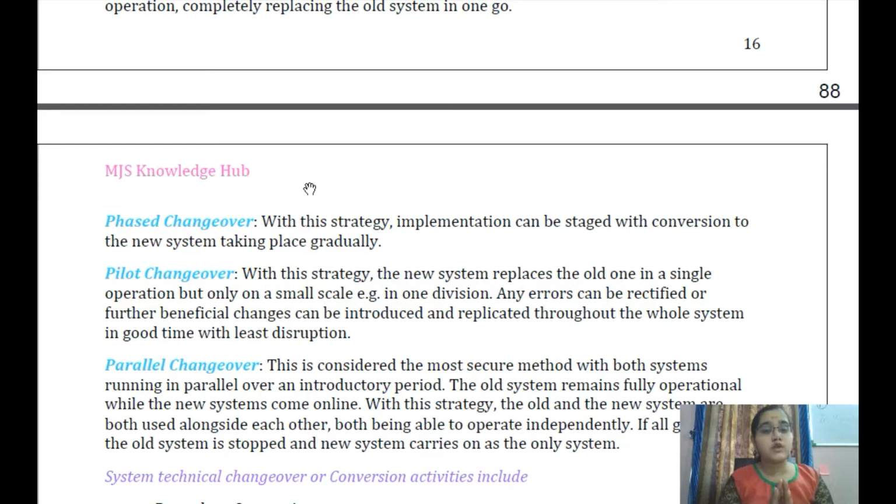This is the most secure method of implementation. Here both the old and new systems will be running parallelly, and both are used. The output is compared, and if the new system satisfies or exceeds the criteria of the old system, the old system is stopped, and from that point of time, the new system will be used by the users. So these are the changeover strategies.